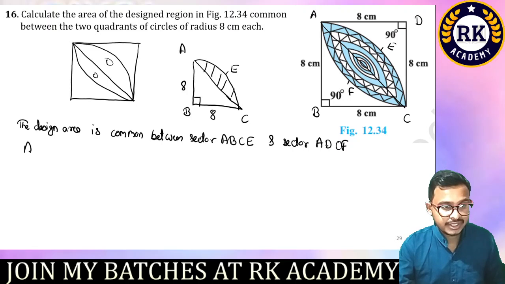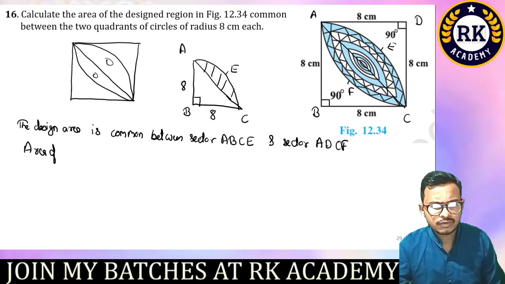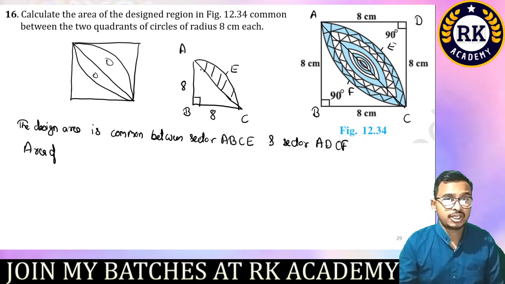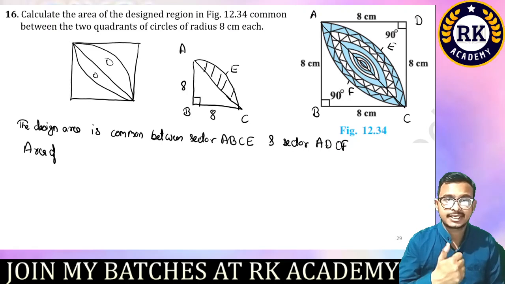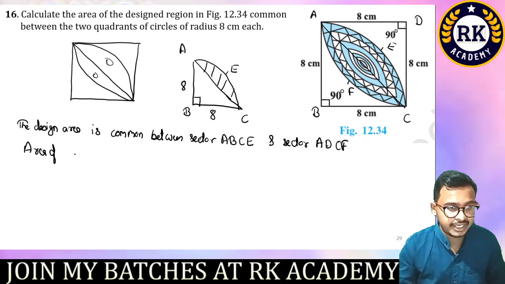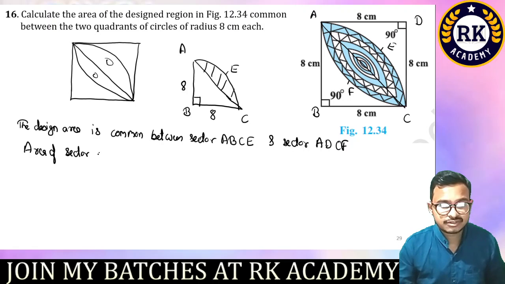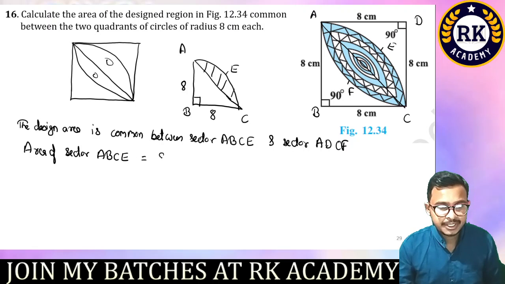So first find only the area of segment. Now we will find the area of segment AEC. If we want to find the area of segment AEC, two things must be known. Which ones? Area of the sector and area of triangle. So first we will find the area of sector. Which sector? Let us find the area of sector ABCE. Okay, so it will be 90 divided by 360 into pi.